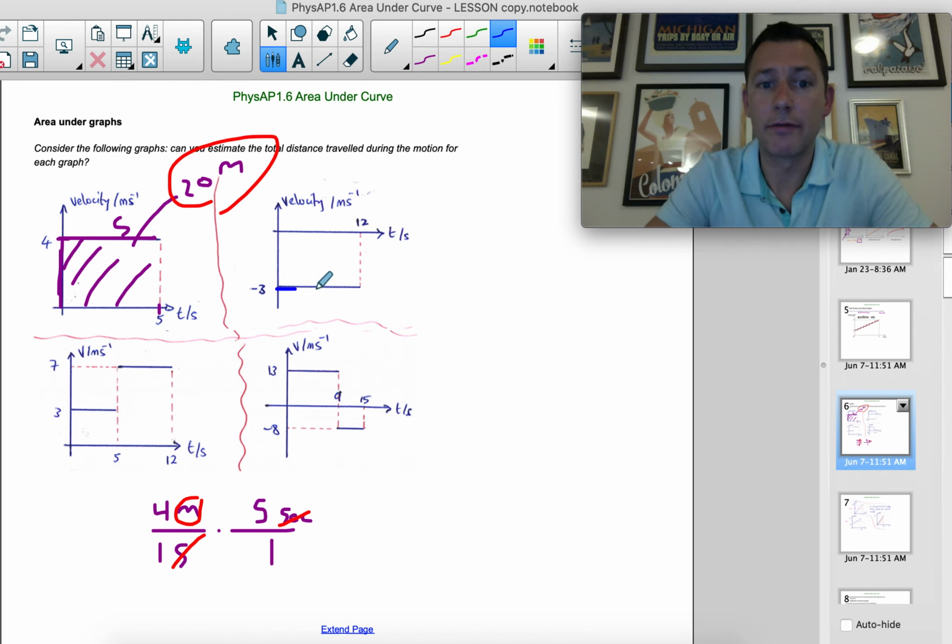All right, what about this? You're going negative 3 meters per second for 12 seconds. Find the area. Well, sounds like negative 36 meters.